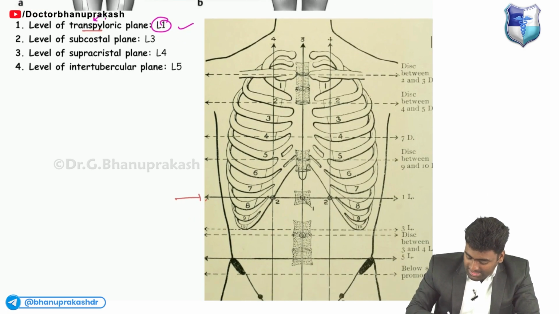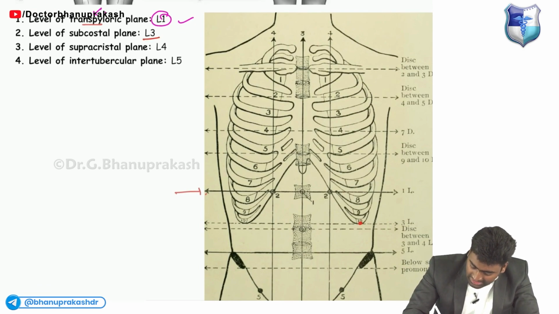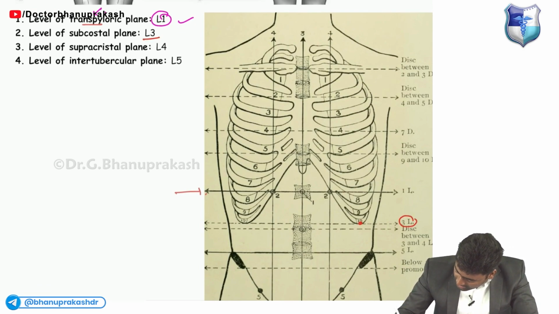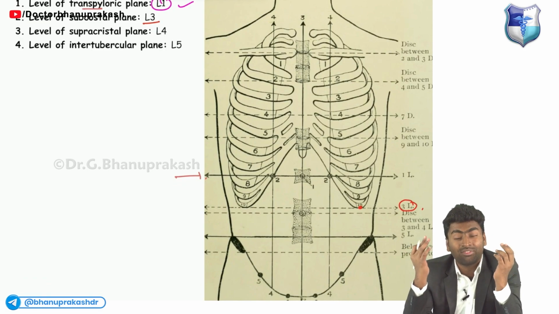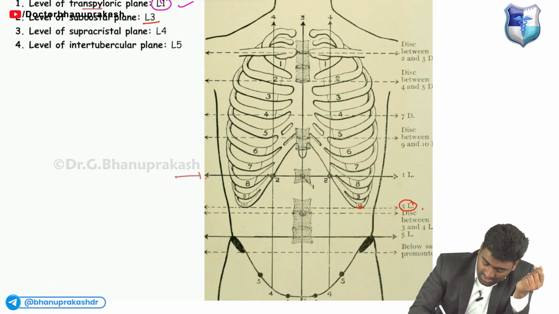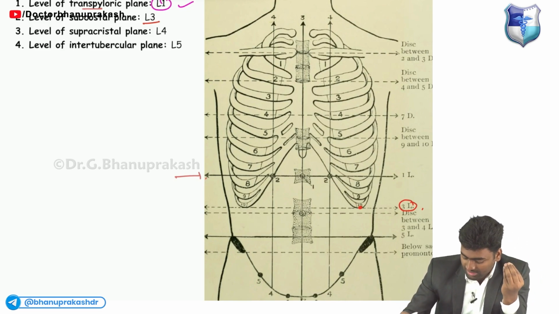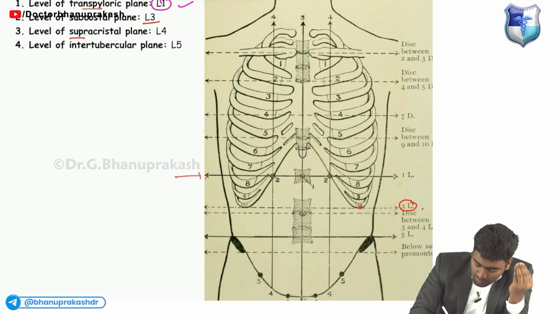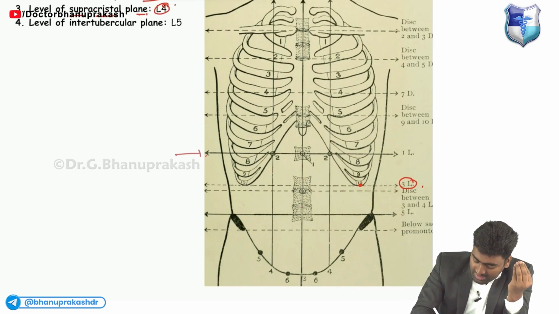Next, below this is the subcostal line. The subcostal plane is at the level of L3. As I told you, this is our umbilicus, and around the umbilicus we will have L3. And if you are asking at the level of the disc, it is between L3 and L4. So the subcostal plane is at the level of L3. And there is one more thing, known as the supracristal plane. It is at the level of L4.